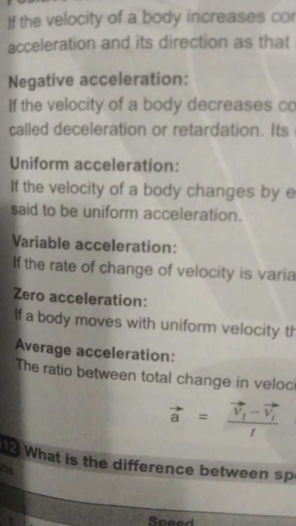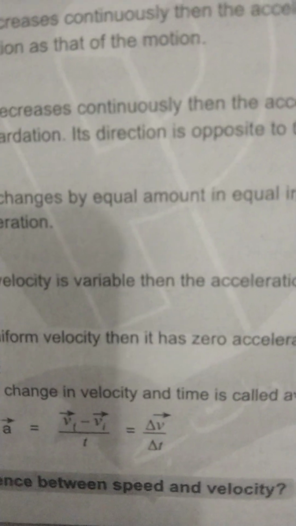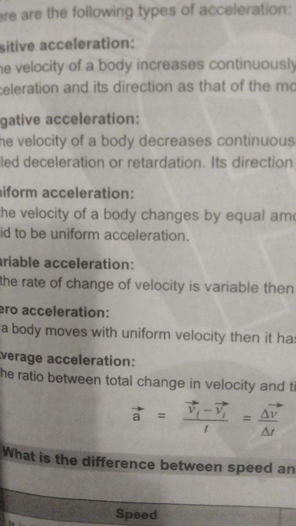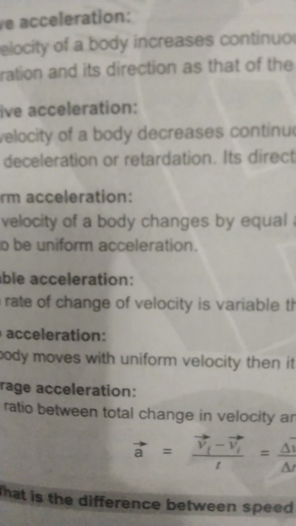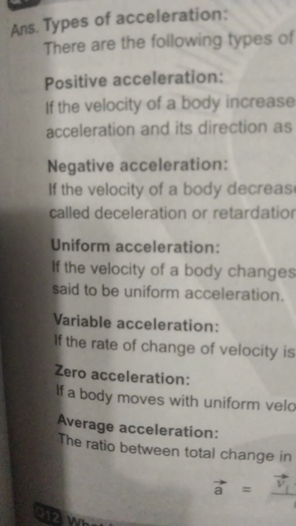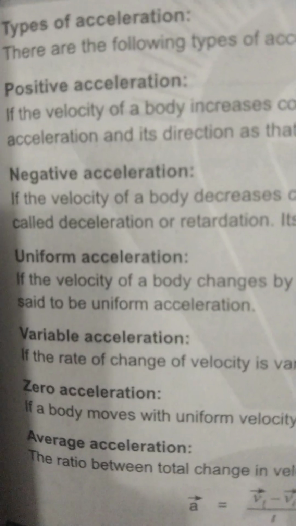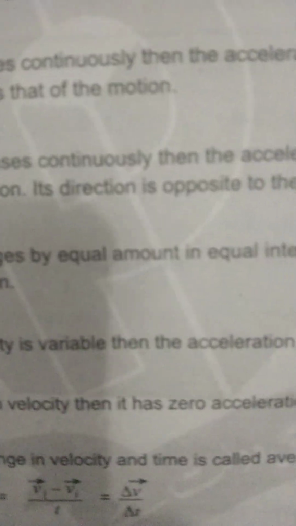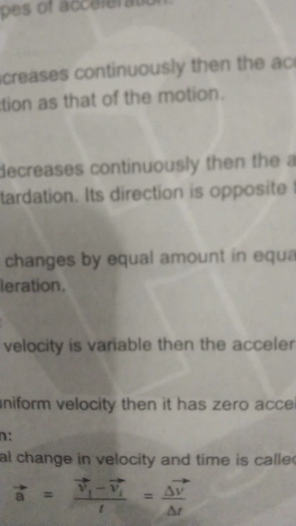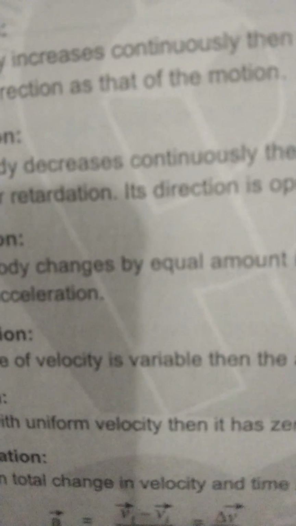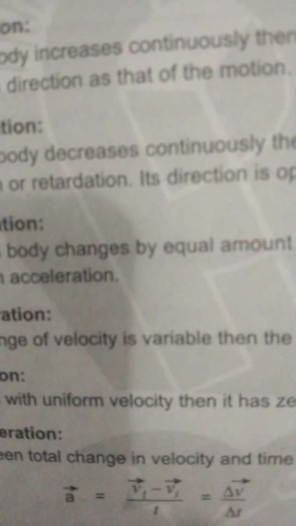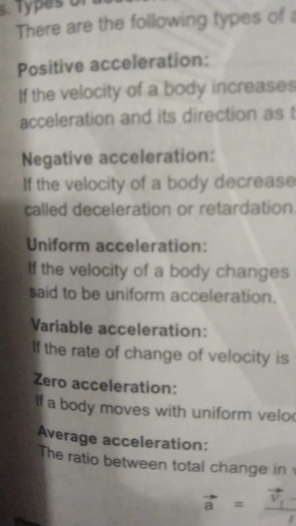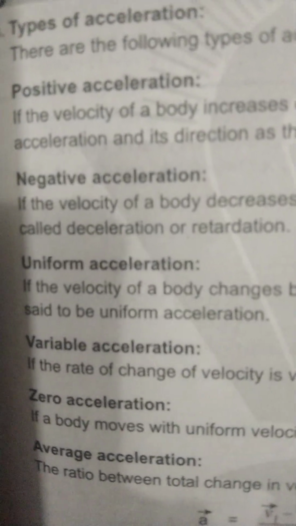Variable acceleration. If the rate of change of velocity is variable, then the acceleration is said to be variable. It means the velocity keeps changing and changing. Then what about zero acceleration? Mostly students get confused in it. If a body moves with uniform velocity, then it has zero acceleration. The velocity is not being changed, it stays the same throughout, so it is zero acceleration. You cannot say it's positive or negative, it's zero acceleration.